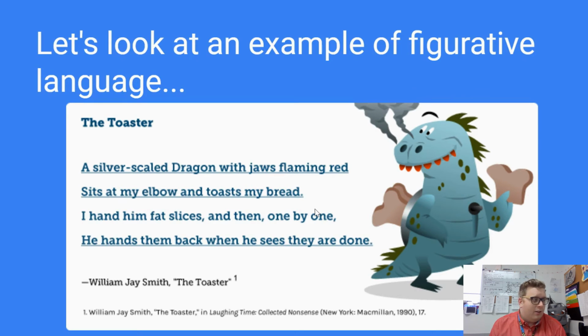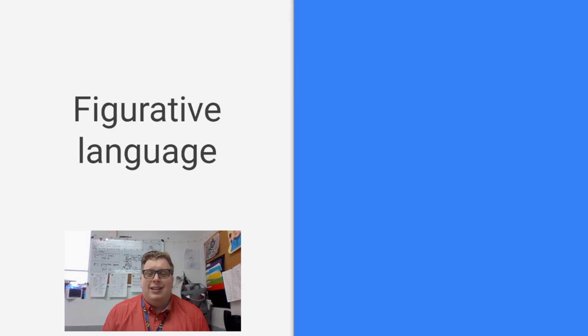And then the last line that I have underlined, he hands them back when he sees they are done. What is this figurative language, do you think? Well, this line of the poem uses figurative language to give the toaster human qualities. Being able to hand back pieces of toast and being able to see that they are ready. That's an example of personification.